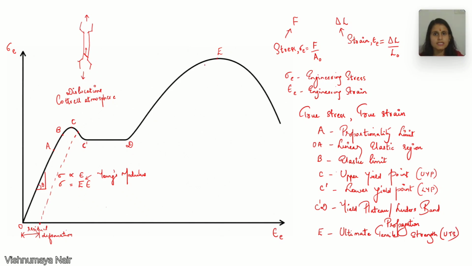Between the points D and E, the material begins to harden. The material becomes harder and stronger. Hence the name strain hardening or work hardening. So this region DE represents strain hardening or work hardening.